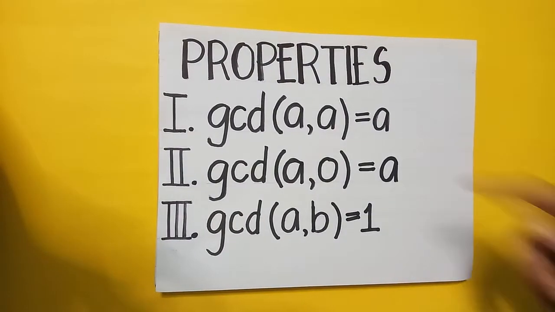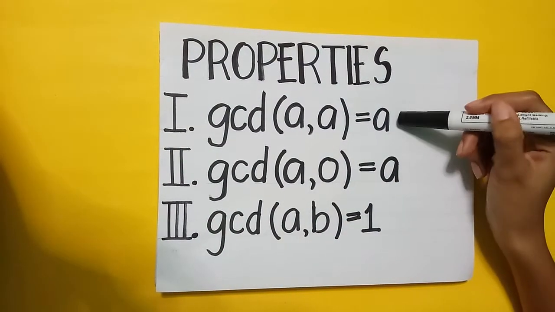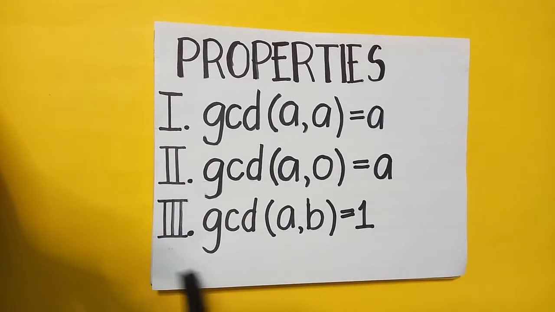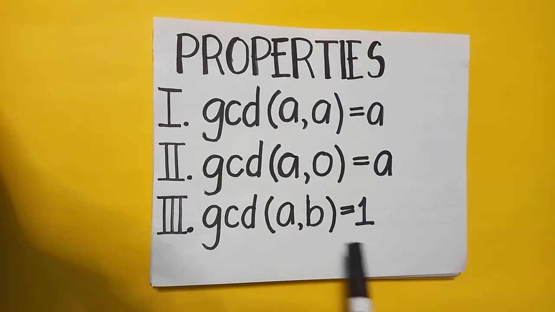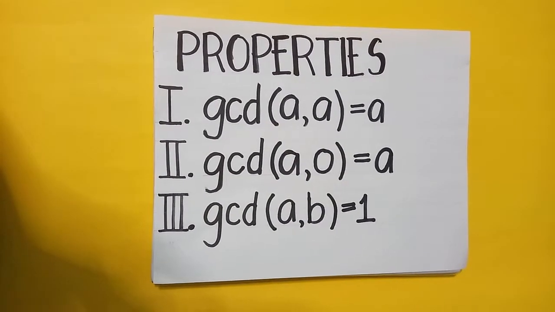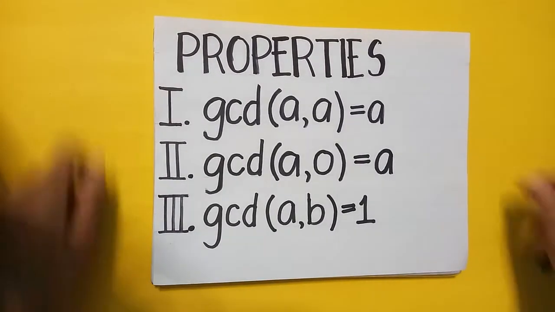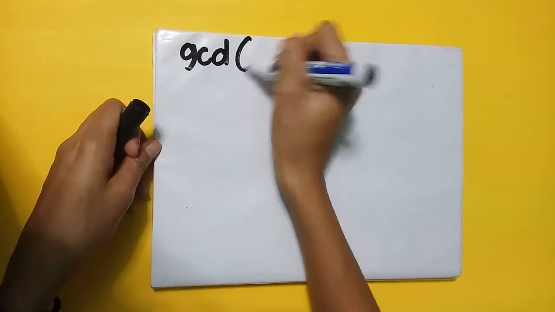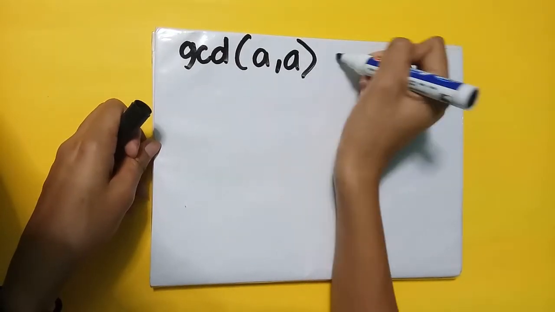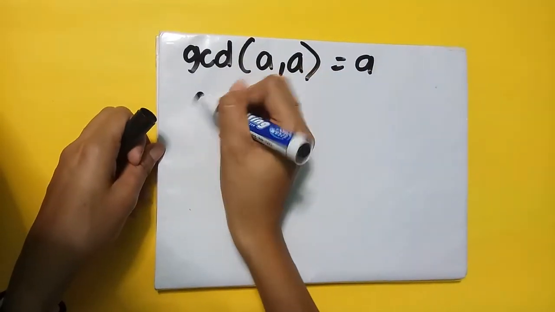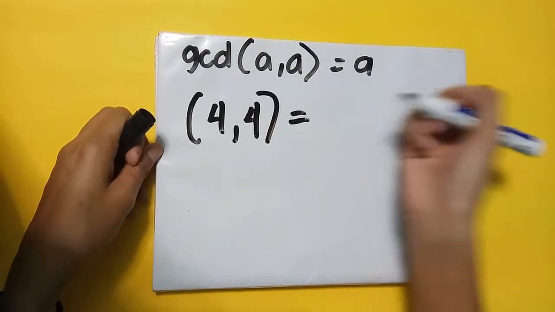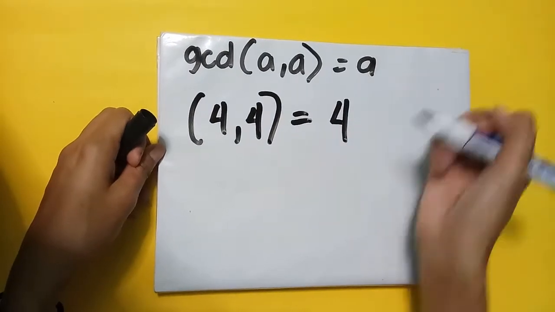We have properties in GCD. These are: the GCD of A and A is equal to A, and the GCD of A and 0 is equal to A. The third property is that the GCD of A and B is equal to 1 if and only if A and B are relatively prime. For example, in the first property, GCD of A and A is equal to A, if our A is 4 and 4, the GCD of them is also 4.